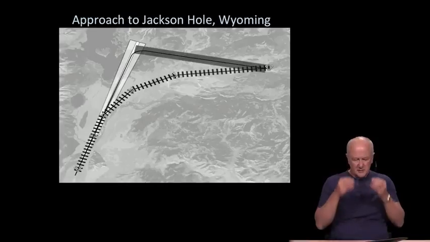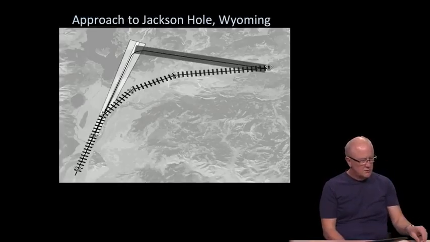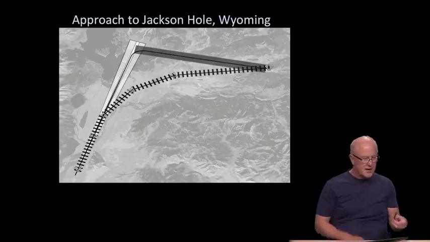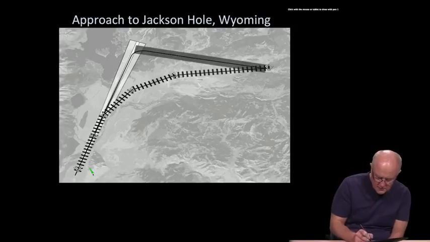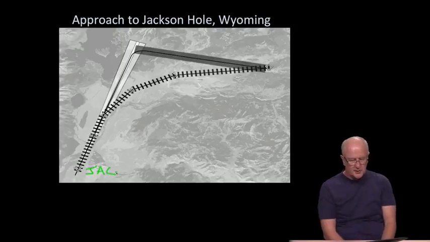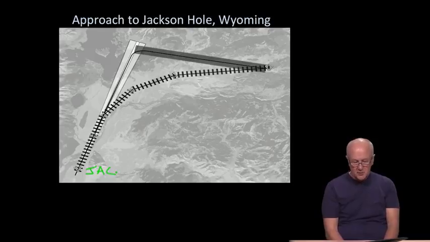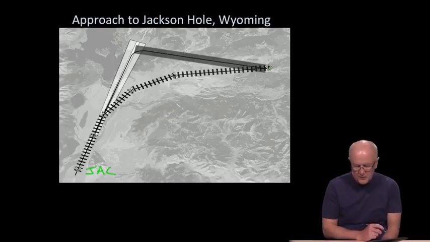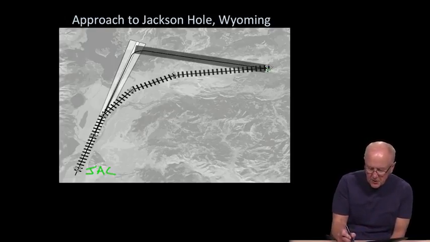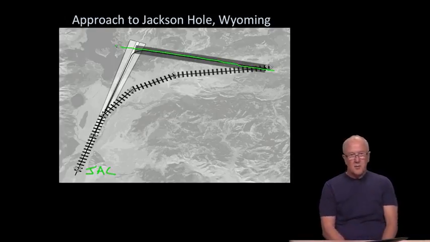And what you see here is a top view of the approach to the airport in Jackson Hole, Wyoming. And that airport is denoted JAC. It appears here in the lower left. Jackson Hole is the largest city in Wyoming, so access to that airport is important. And the traditional route, if you're approaching here from the northeast, is to follow a straight line defined by a navigation aid on the ground.